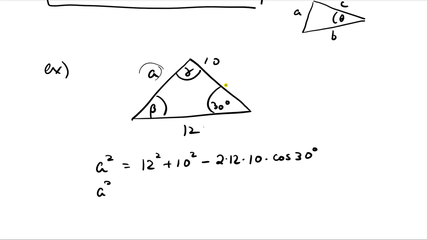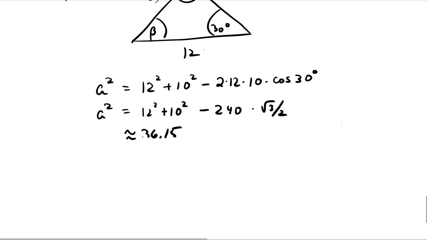So a squared is going to be, well, this is 12 squared plus 10 squared minus 240. Cosine of 30 is root 3 over 2. And I can basically calculate this. This is approximately 36.15. And a is just the square root of that. So 6.013.